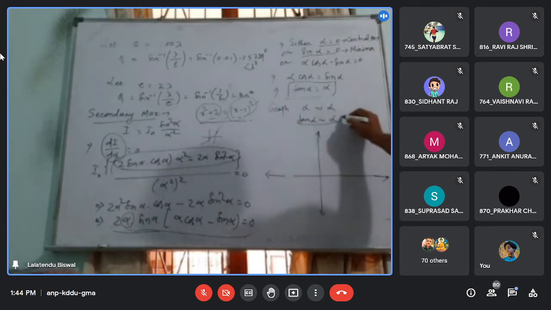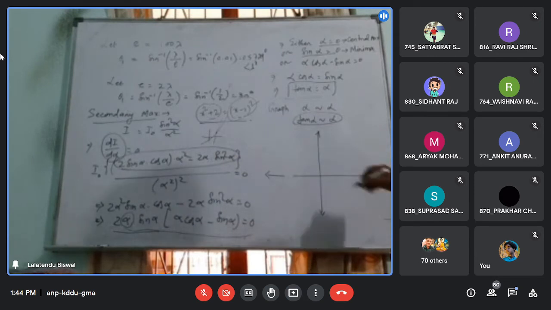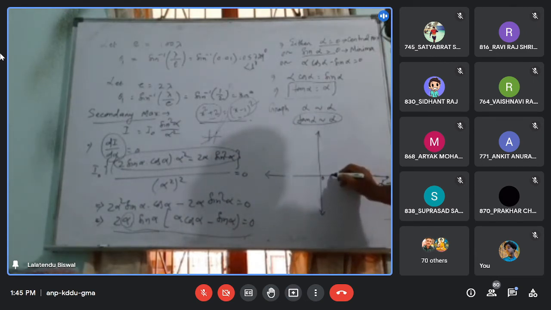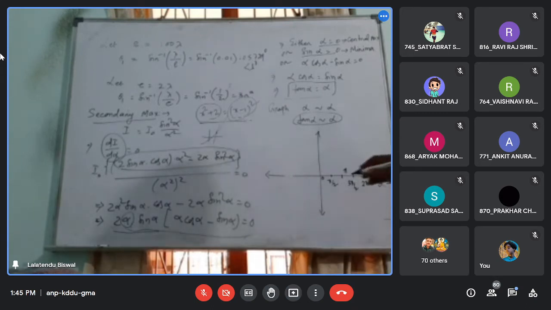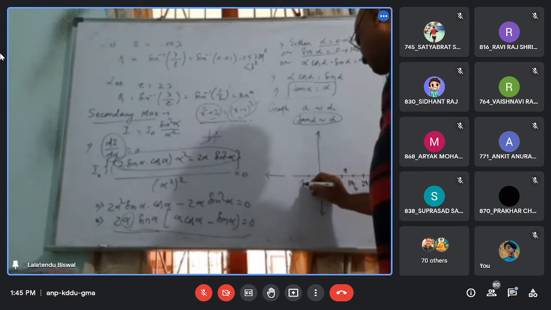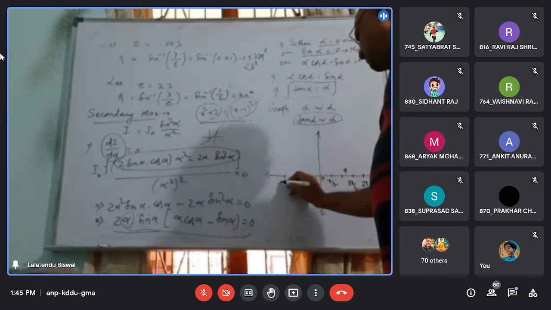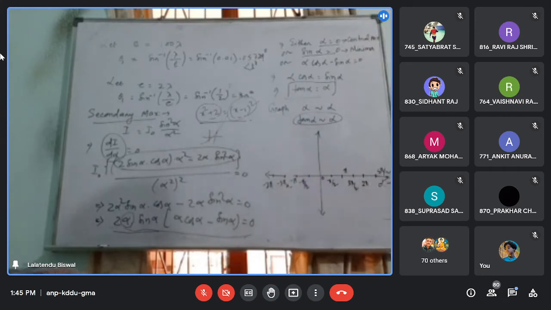पहले tan alpha versus alpha प्लॉट करते हैं. We know the tan graph. So this is alpha equal to 0. Suppose this is pi by 2. This is pi. This is 3 pi by 2. This is 2 pi. This is 5 pi by 2. Similarly, here it is minus pi by 2. Minus pi. Minus 3 pi by 2, minus 2 pi, and so on.